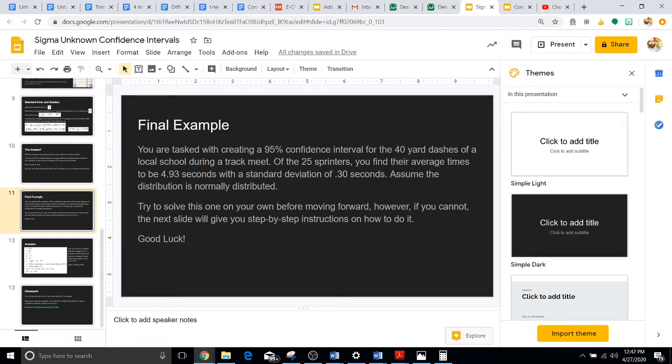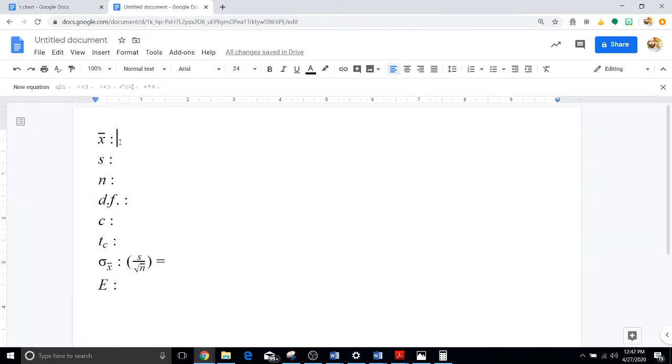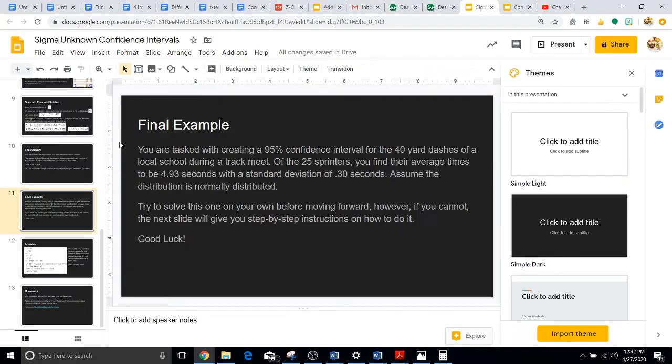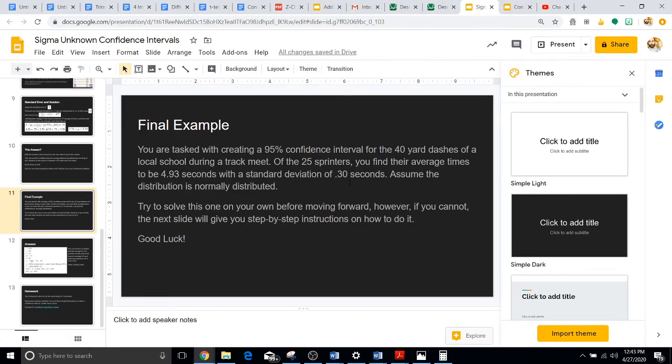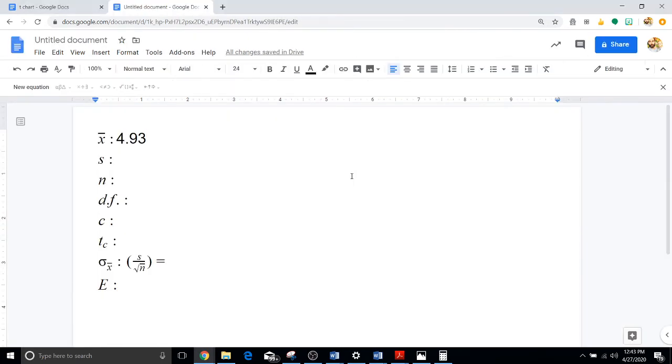All right, so it already gives us all the information we need to create a 95% confidence interval. Let's go ahead and start writing out what we know. We know the average. It said the average was 4.93 seconds. So let's write out 4.93. We don't have to write seconds, we'll just remember it. All right, S for standard deviation. Standard deviation was 0.3 seconds. So let's write that out, 0.3.